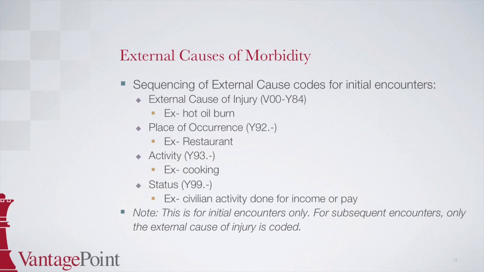This would be followed by the place of occurrence code, which in our example is a restaurant. Next is the activity code, which would be cooking. Finally, the status of the patient, if applicable, and in our example it is important because the cook was at work, so we would use the code for civilian activity done for income or pay. Remember, this is for initial encounters only. For subsequent encounters, only the external cause of injury is coded, which would be the hot oil burn, following the third-degree burn of hand code.